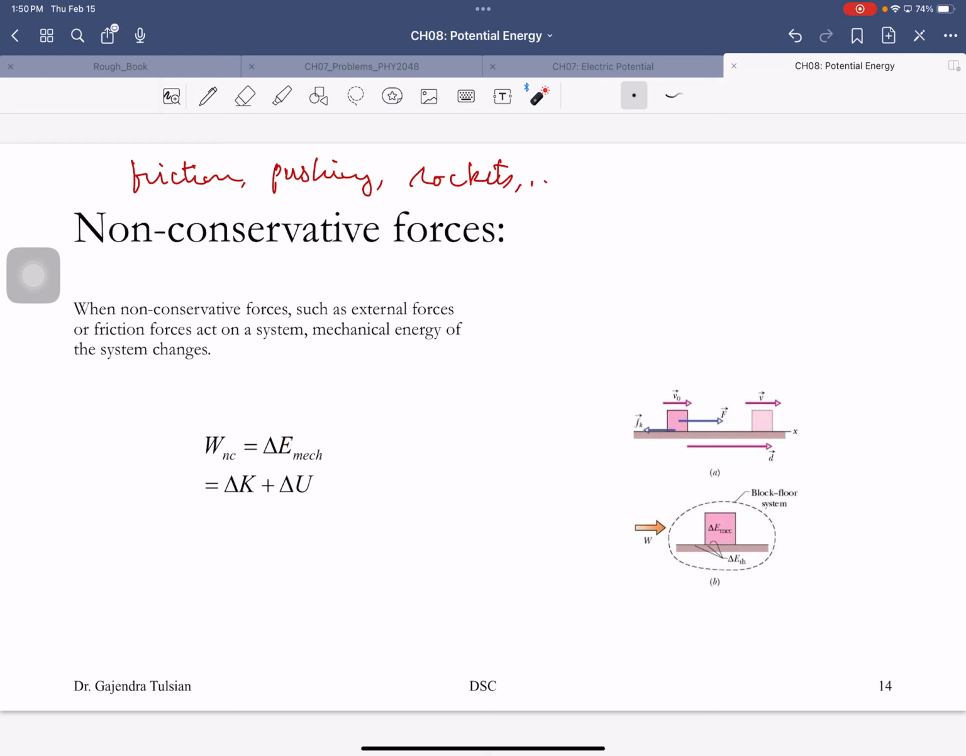In this statement, we're not going to keep track of the energy of the fuel in the rocket. We're just going to keep track of the energy of the rocket itself. So when non-conservative forces are present, they change the mechanical energy of your system. If I'm pushing and I do positive work on that cart, I'm increasing the mechanical energy of the cart.